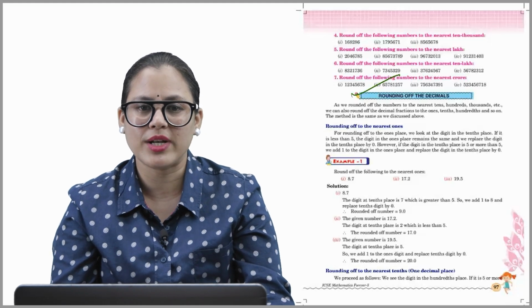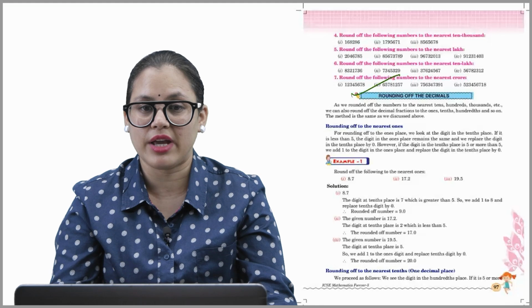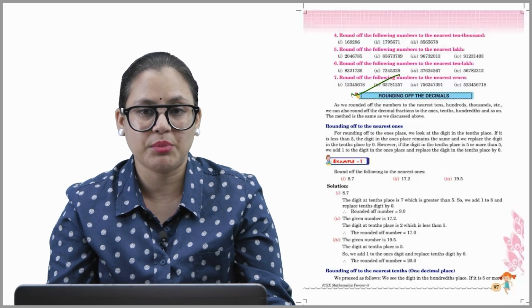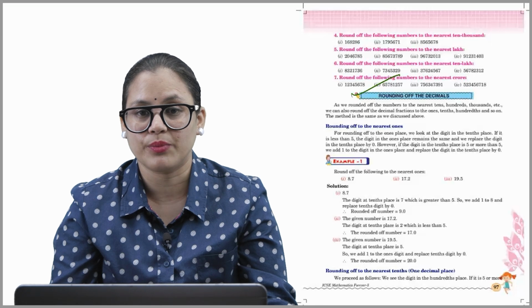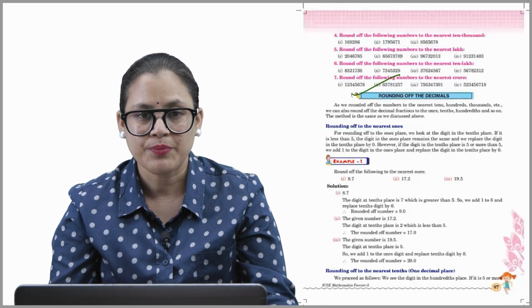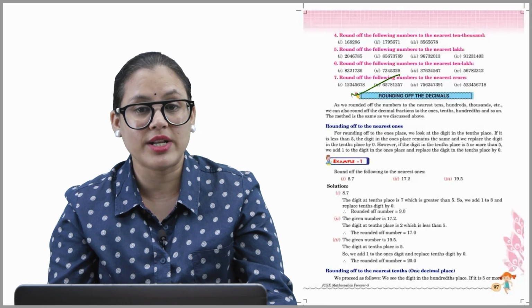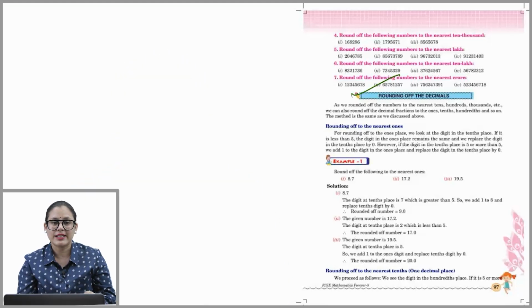For rounding off to the ones place, we look at the digit in the 10th place. If it is less than 5, the digit in the ones place remains the same and we replace the digit in the 10th place by 0. However, if the digit in the 10th place is 5 or more than 5, we add 1 to the digit in the ones place and replace the digit in the 10th place by 0. Okay, let's do the example.